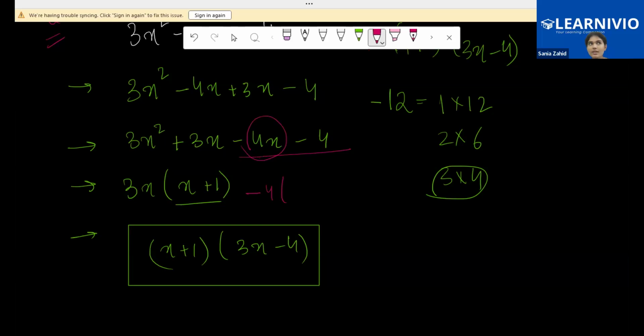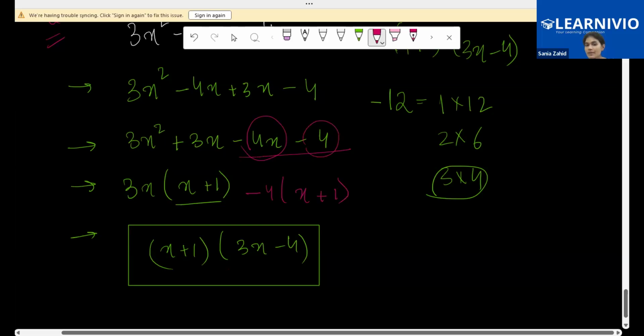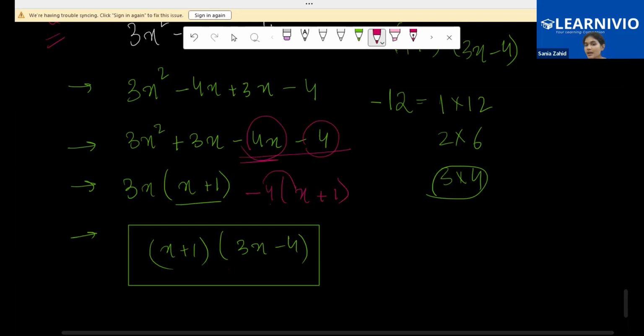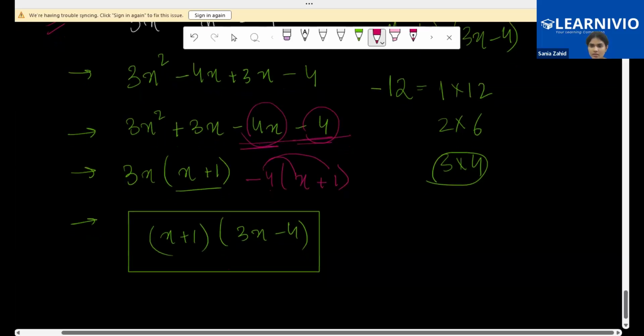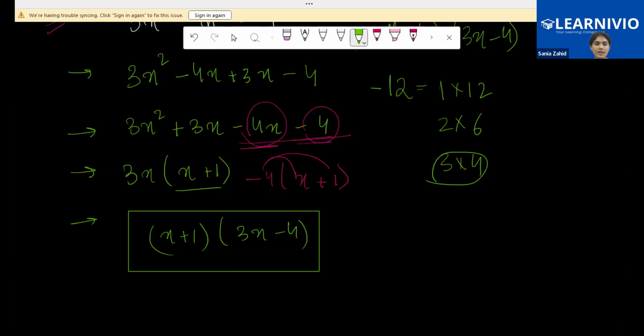From this term, what am I left with? If I take minus 4 outside the bracket, I'm left with x. And then what am I left with here? I'm just left with 1. There's nothing left over here. So I'm just left with plus 1 from here. See, you can also think of it in this way. Minus 4 into x gives you minus 4x and minus 4 into 1 gives you minus 4. Okay? You understand now or no? Sure? I understand. Okay, good. So these are my factors.